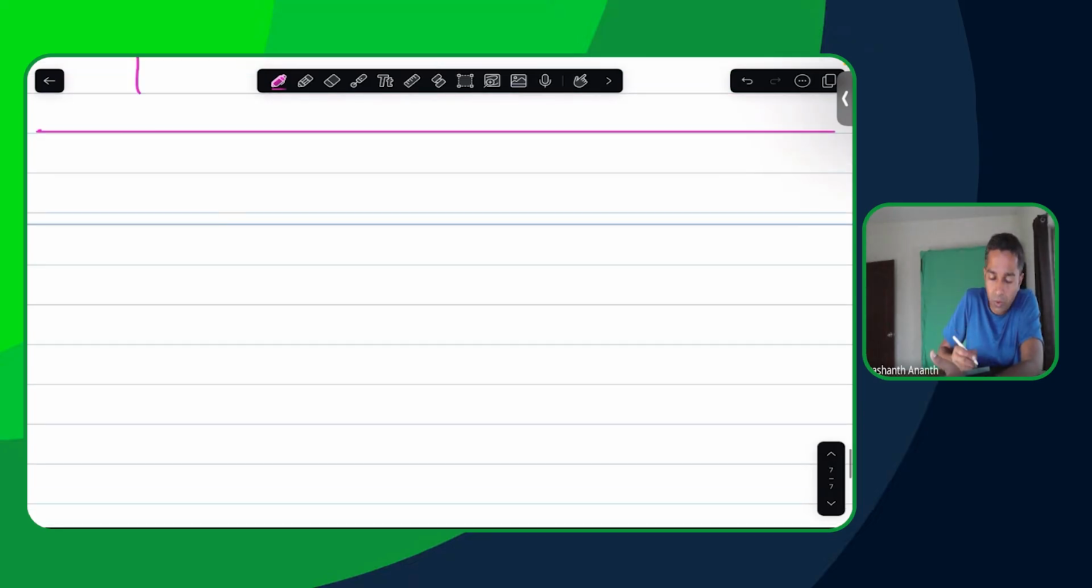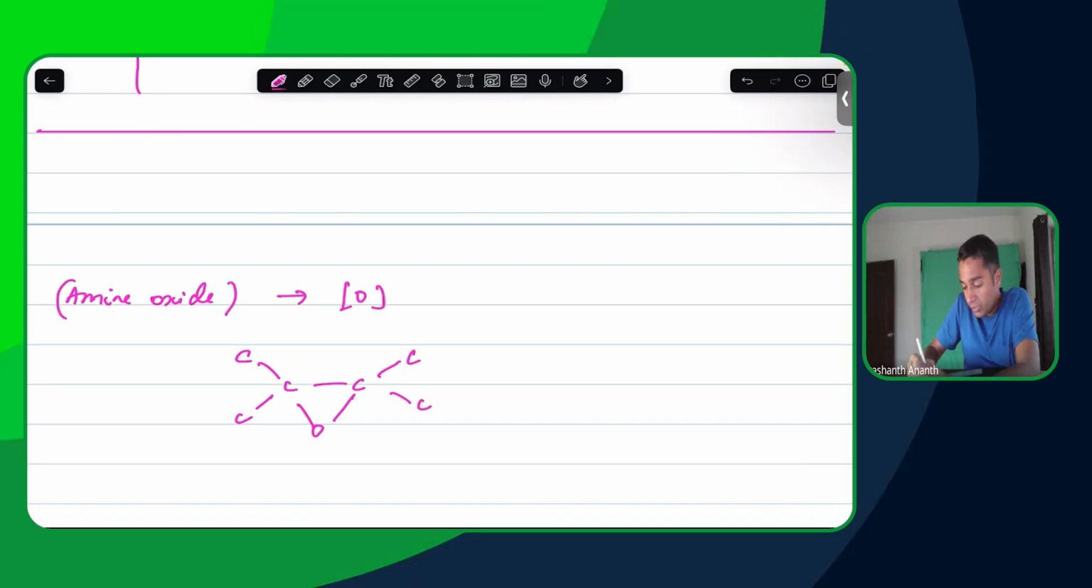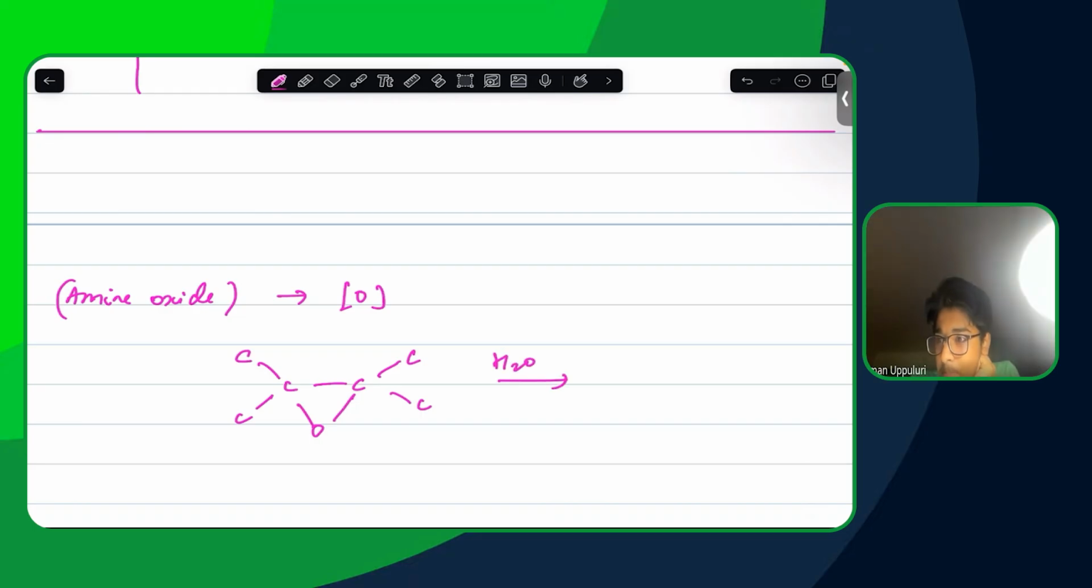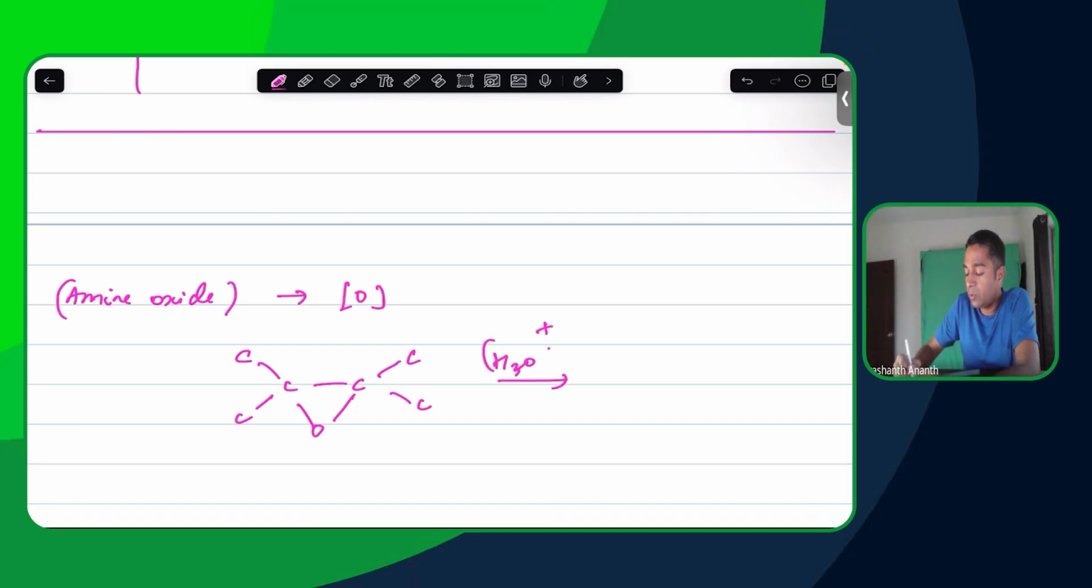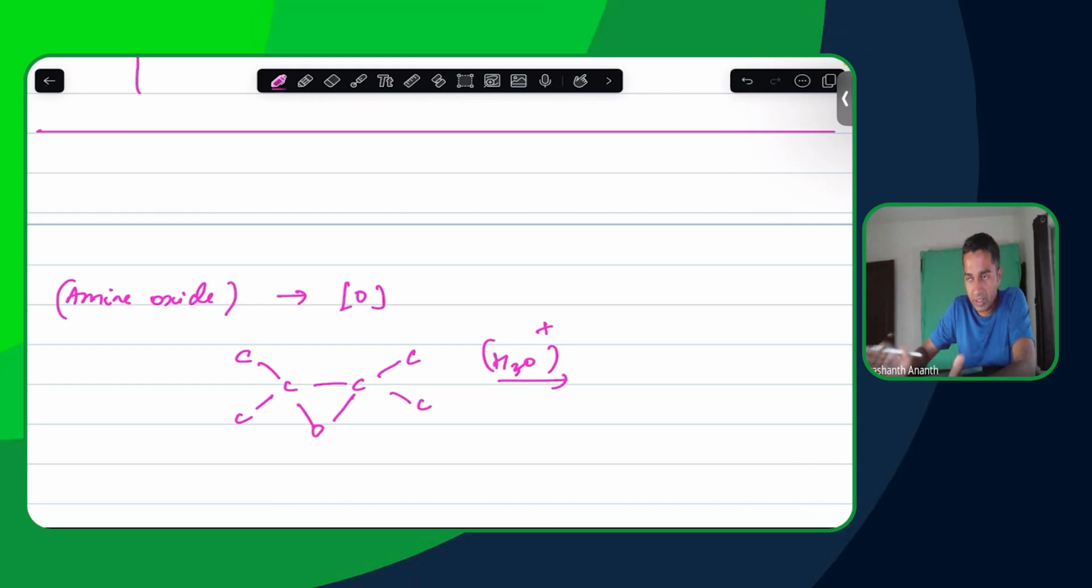Let me quickly tell you what is expected here. In the first step, the amine oxide present there will effectively release nascent oxygen, which will end up performing epoxide formation. That is quite straightforward. Then you'll have hydrolysis. Now the hydrolysis results in what product? Diol, my bad. The epoxide will undergo hydrolysis and give you OH.